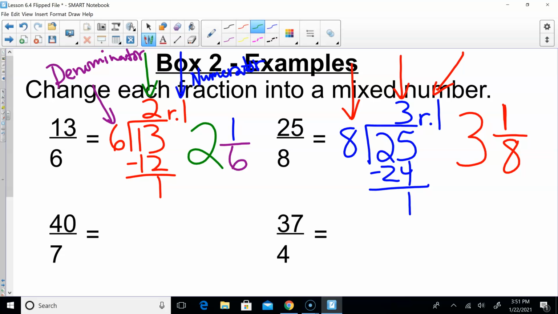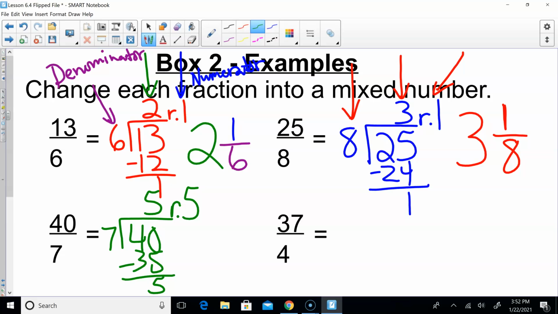So we have 40 divided by 7. 7 can go into 40 5 times. 5 times 7 is 35. We subtract. We're left with 5. Nothing to bring down. So we have a remainder of 5. See, I told you it's not always 1.